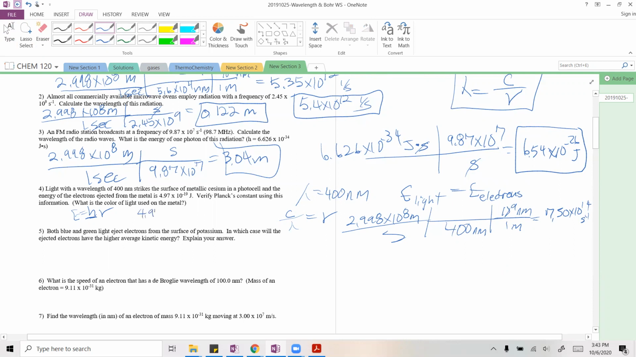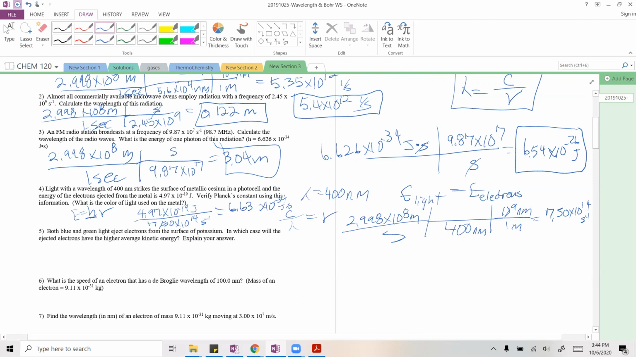So we know that the energy is 4.97 times 10 to the minus 19 joules. We can divide that by its frequency, 7.50 times 10 to the 14. And that's going to give us 6.631 times 10 to the negative 34 joule seconds, which lines right on up with our 6.626 times 10 to the minus 34 joule seconds as well. And so just like that, we've managed to verify Planck's constant.